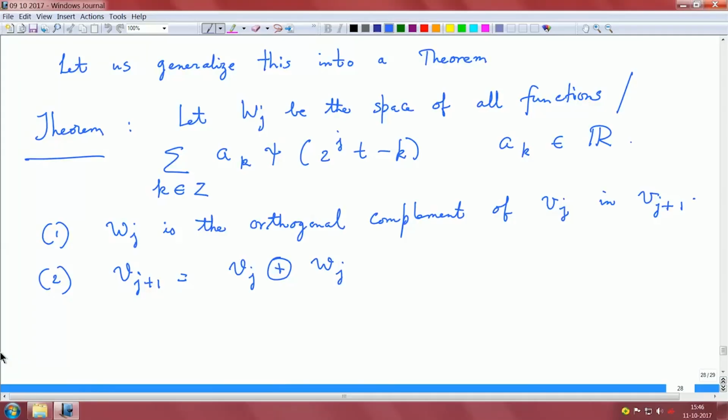Let Wj be the space of all functions such that sigma k belonging to the set of integers a_k psi(2^j t minus k). This function is described by this form, and the a_k's are basically real numbers. So, we need to show that Wj is the orthogonal complement of Vj in V(j+1), and then V(j+1) is basically written as Vj direct sum with Wj.